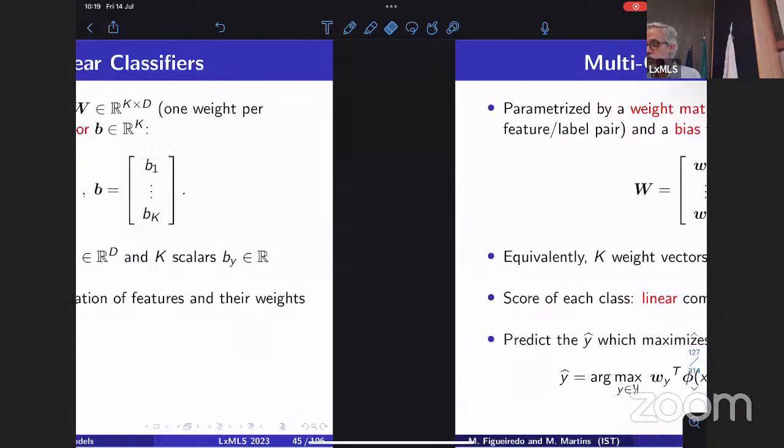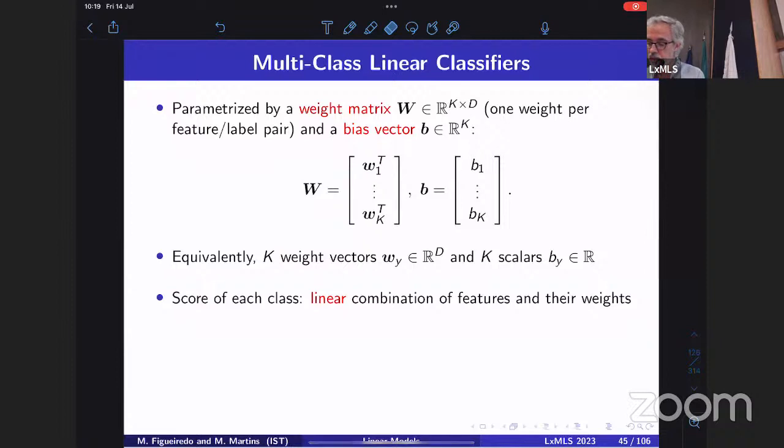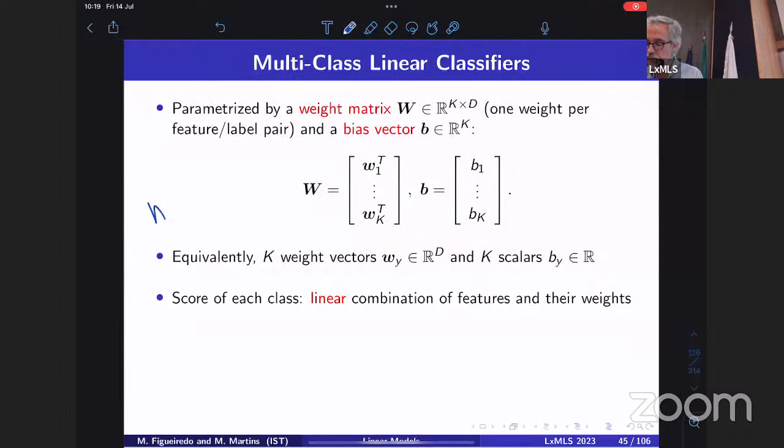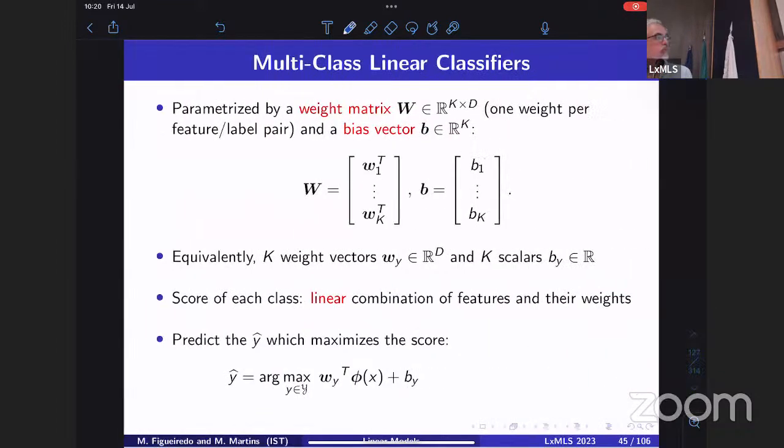So the score for a given object is just, from matrix W, little w_y transpose phi(x) plus b_y. That is the score of class y.